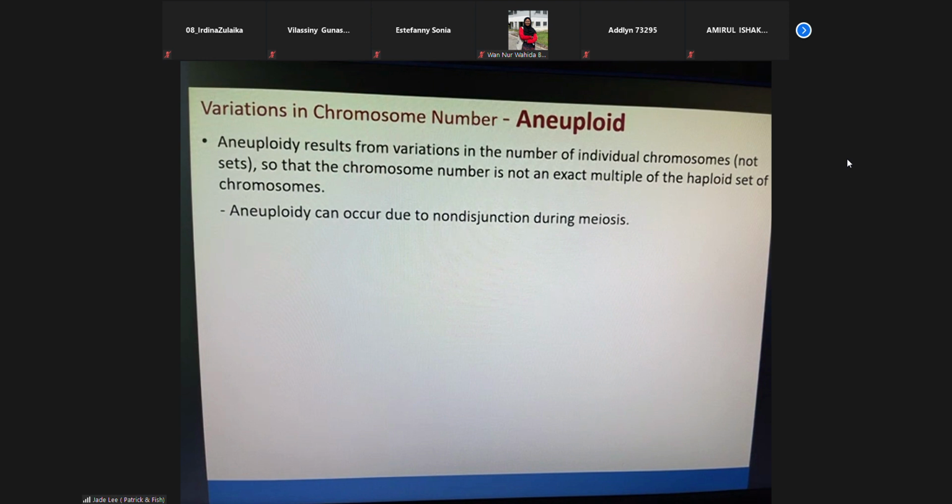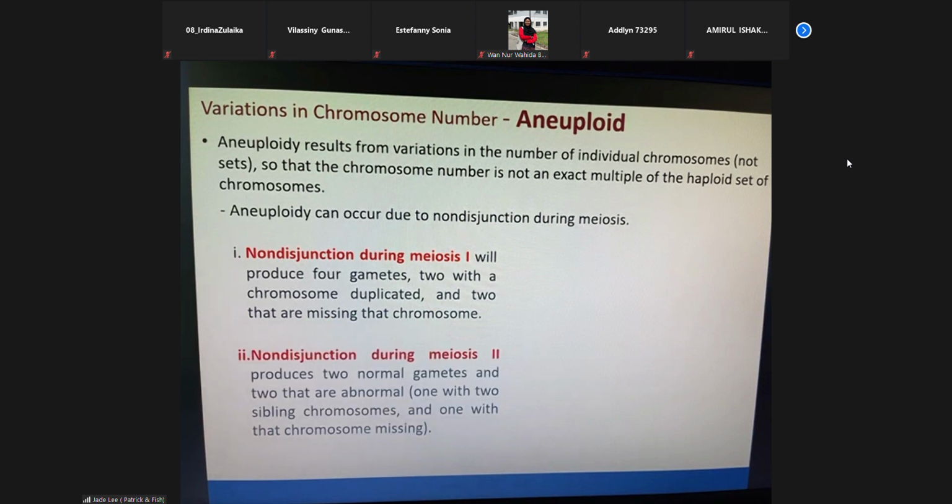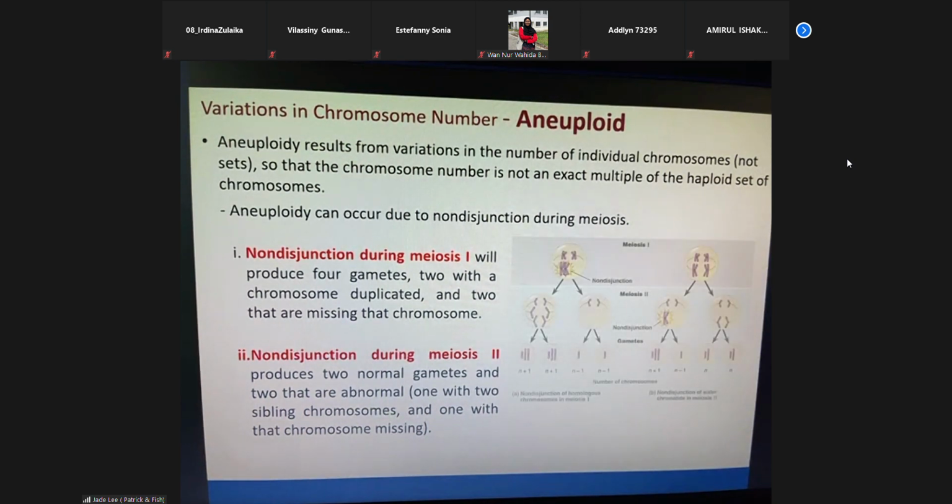So aneuploid results from a variations in the number of individual chromosome, not set. Okay, but the chromosome number is not an exact multiple of the haploid set of the chromosome. So it can be have disjunctions during meiosis 1, which produce 4 gametes, 2 be chromosomal duplicated and 2 are missing that chromosome. Where the one is a non-disjunction during meiosis 2, whereby it's produced 2 normal gametes and 2 that are abnormal. One with 2 sibling chromosome and one with that chromosome missing. Okay, contohnya di sini.